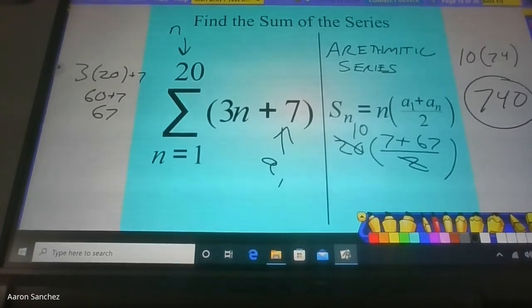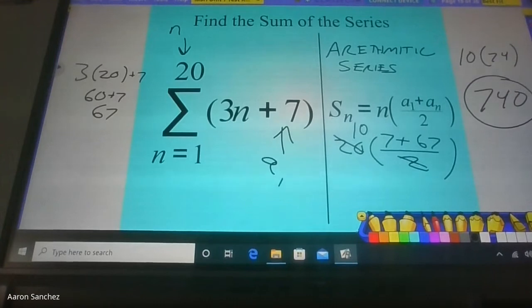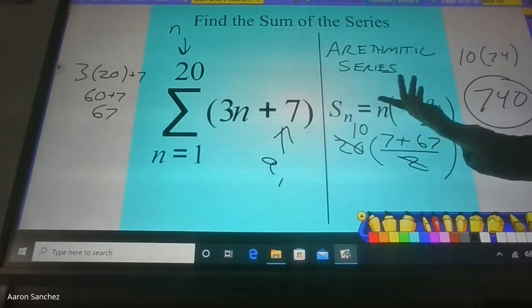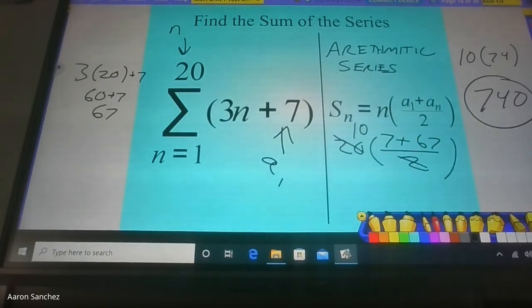Well, you don't have to cross them out. Do 67 plus 7, then divide by 2. What do you get? Just easier that way, I think. Okay, times 20. This is above, this is below. This divide. What's 20 divided by 2? It's 10. That's all I'm doing. 20 divided by 2 is 10.